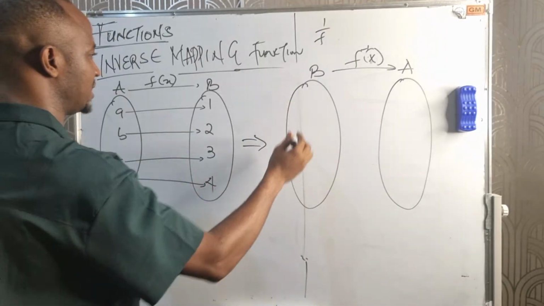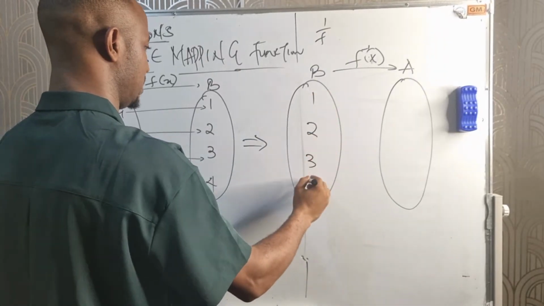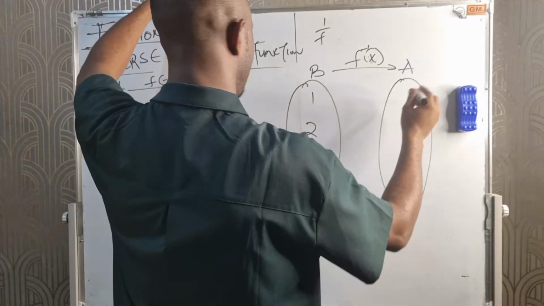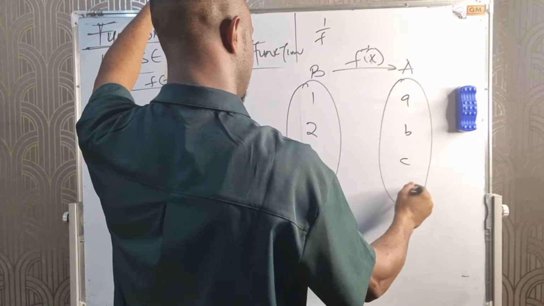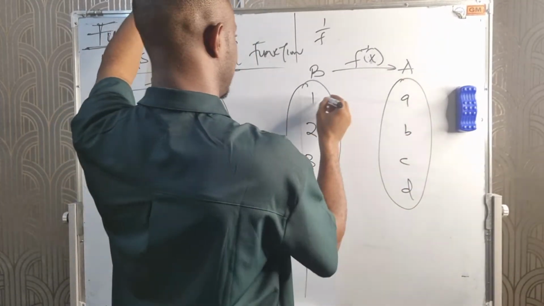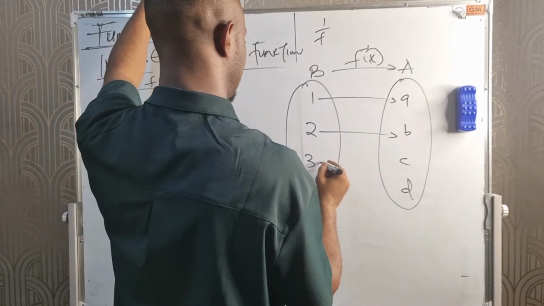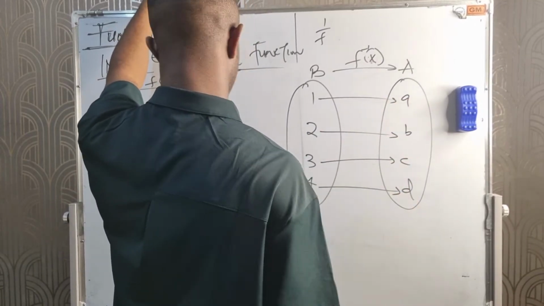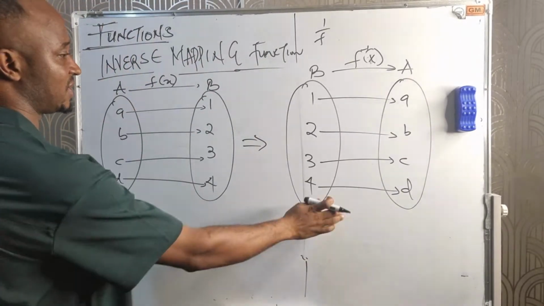So our B remains 1, 2, 3, and 4, and A remains A, B, C, and D. So it means that this is still assigned to this, this to this, this to this, and this to this. So this is called an inverse of this.